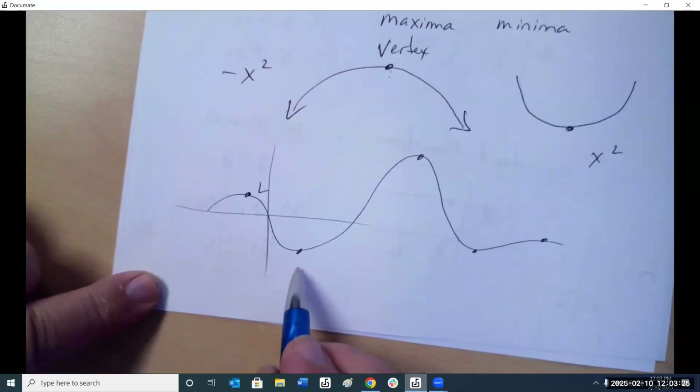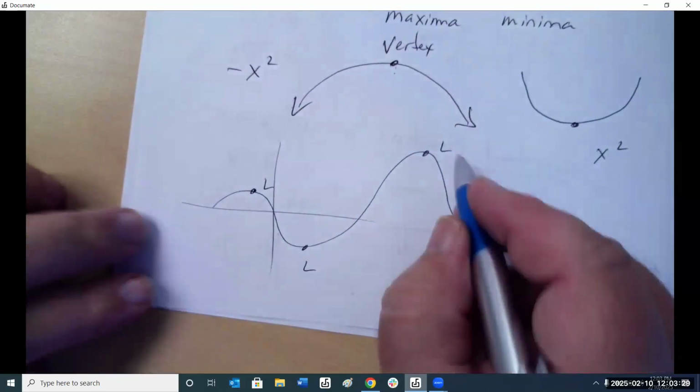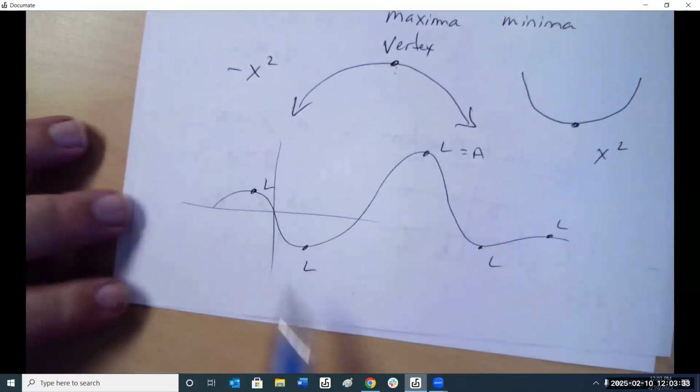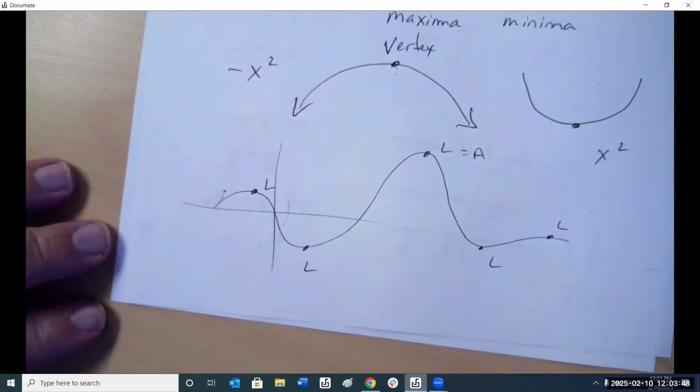This is local, local, local. This is also the absolute because it's the highest over everything, but everybody's local because of their small little domains. Yes, there's also turning points with other turning points. And you've seen this stuff before, and these are all called vertices.